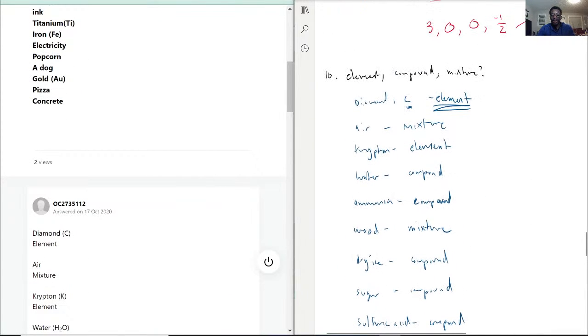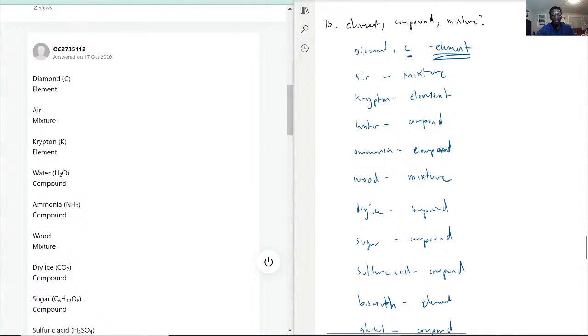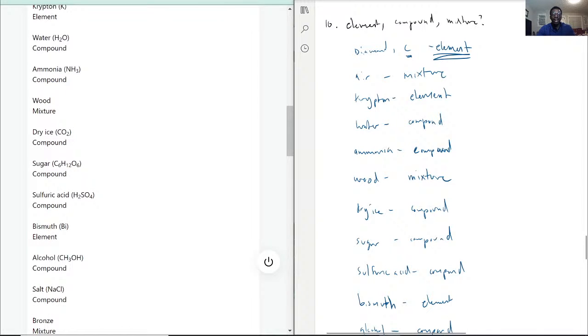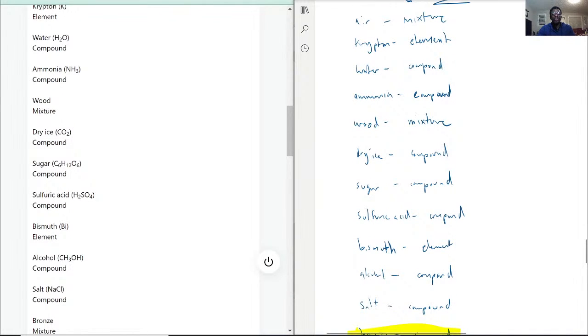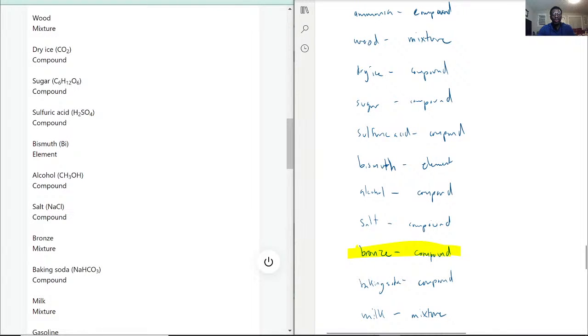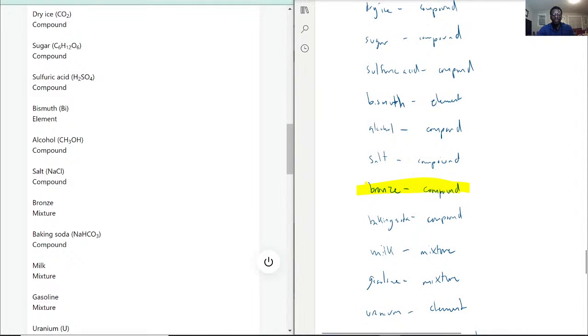Alright, so let's go back to the top. Diamond element, perfect. Air mixture, krypton element, water compound, ammonia compound, wood mixture, nice. Dry ice compound, sugar compound, sulfuric acid compound, bismuth element, alcohol compound, salt compound, bronze mixture. Oh, that's unfortunate. So we are on a roll.